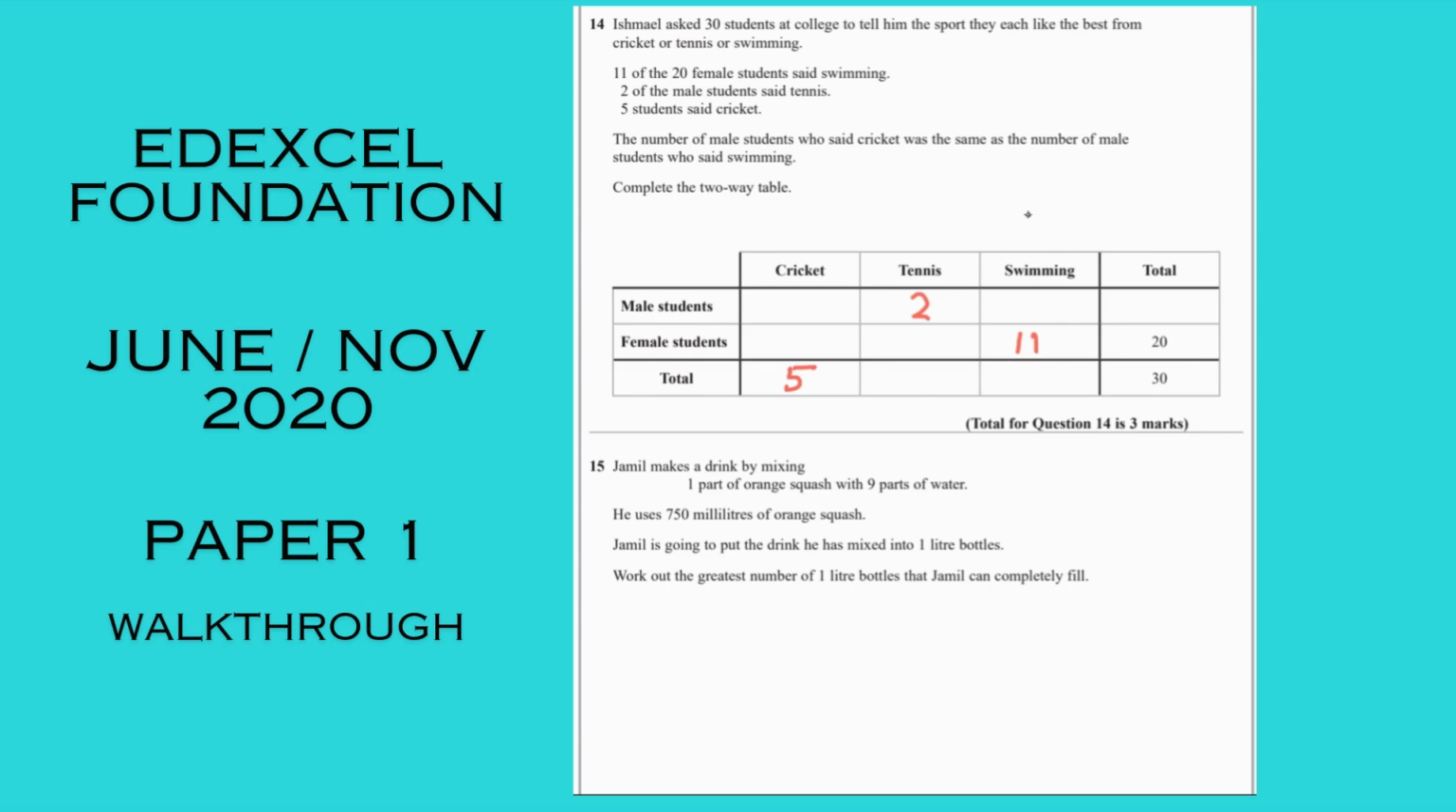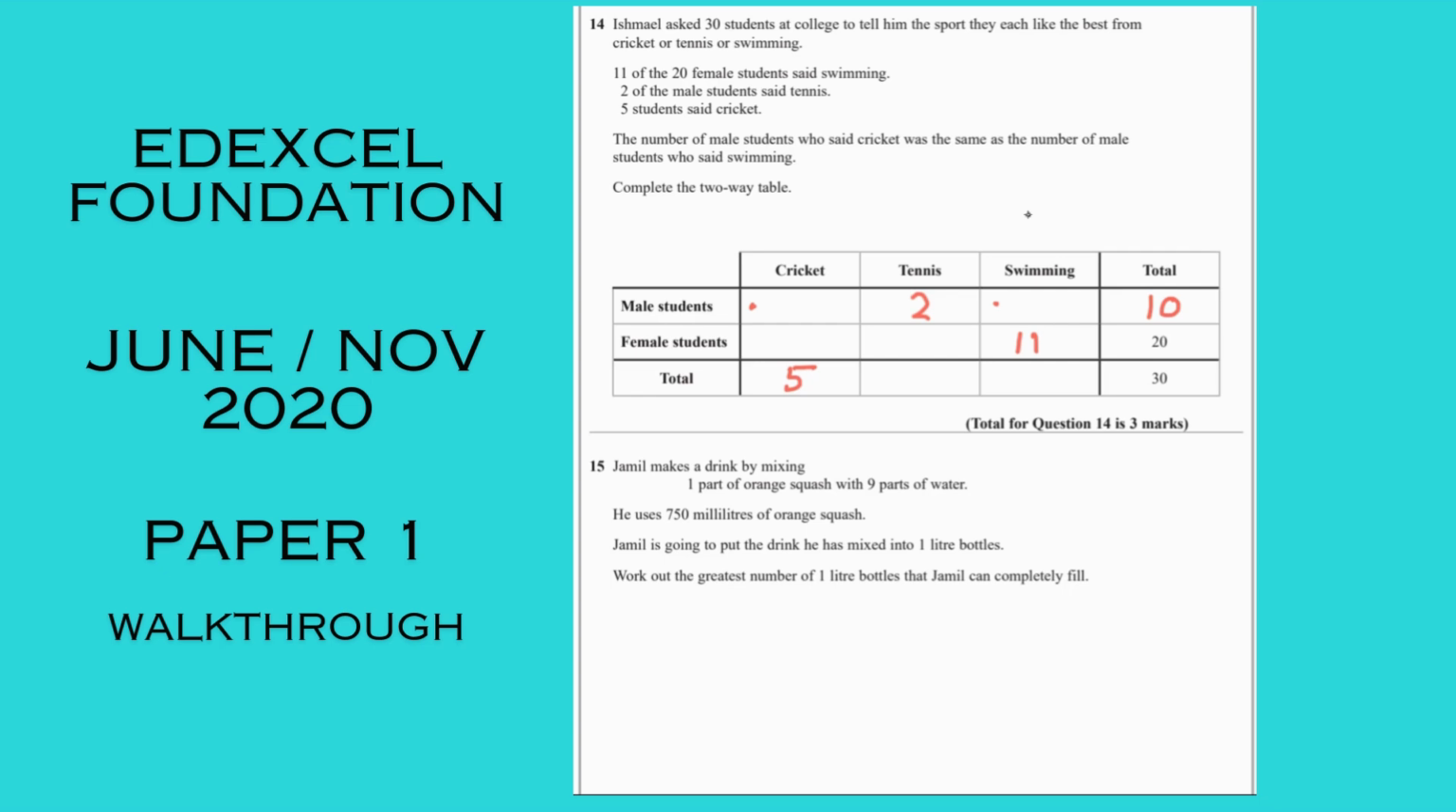It then says the number of male students who said cricket was the same as the number of male students who said swimming. It says complete the two-way table. So we can fill in this. That 10. And so there we go.